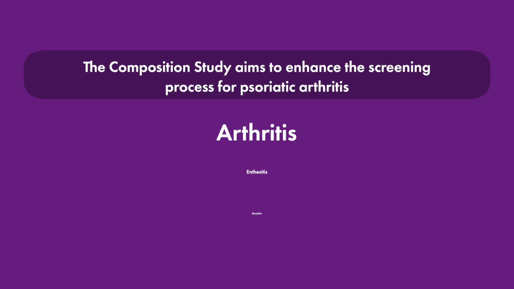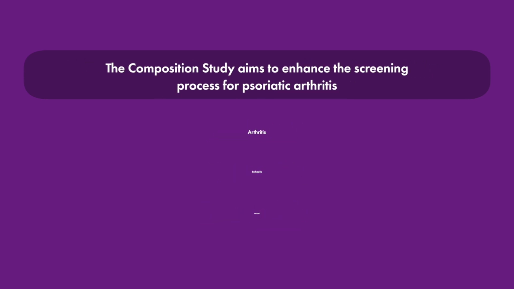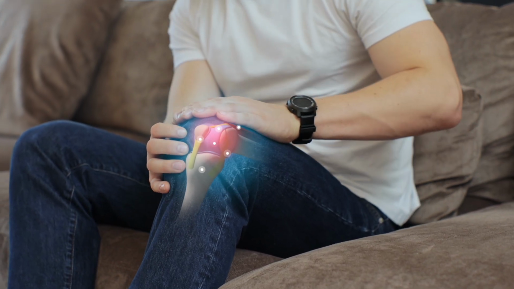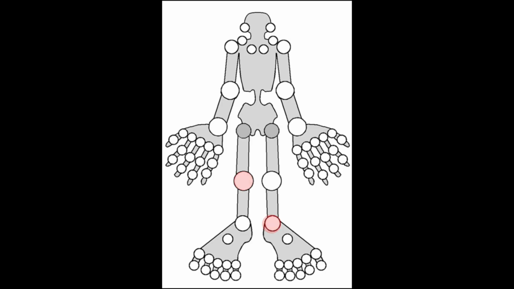This video has been produced by the Composition Study within GRAPPA, the Group for Research and Assessment of Psoriasis and Psoriatic Arthritis, to help you as a dermatologist to spot signs of psoriatic arthritis amongst patients with psoriasis. We're particularly looking for arthritis, enthesitis and dactylitis, and today we're going to show you how to quickly examine for these different features of the disease and how to differentiate between inflammatory arthritis like psoriatic arthritis and other causes like osteoarthritis and back pain.